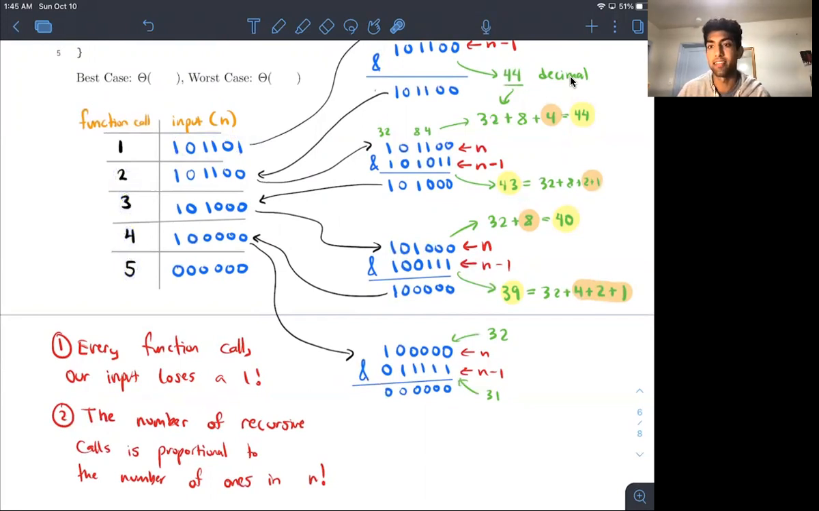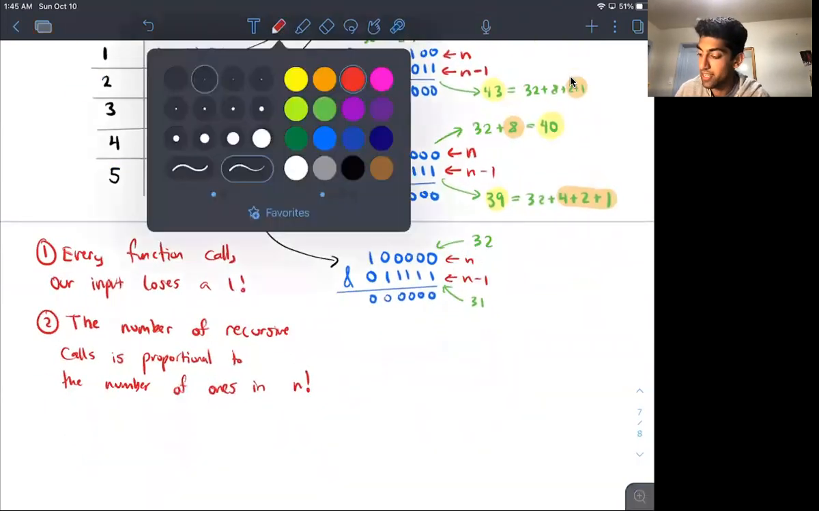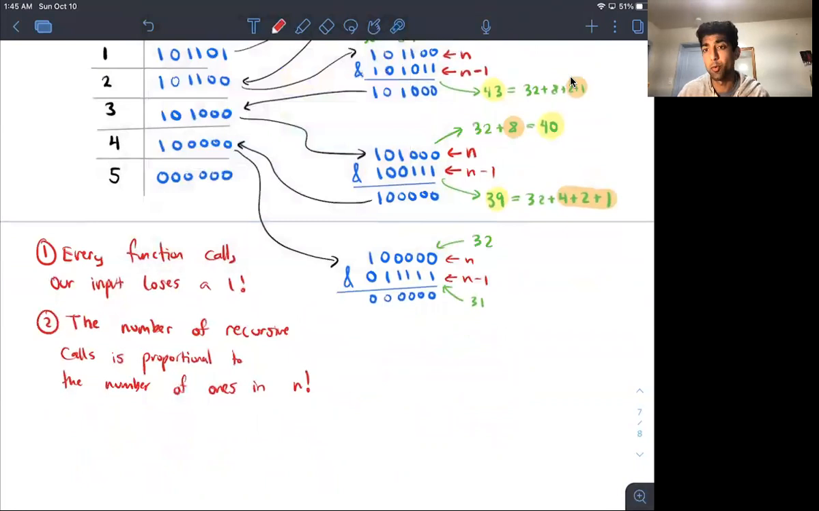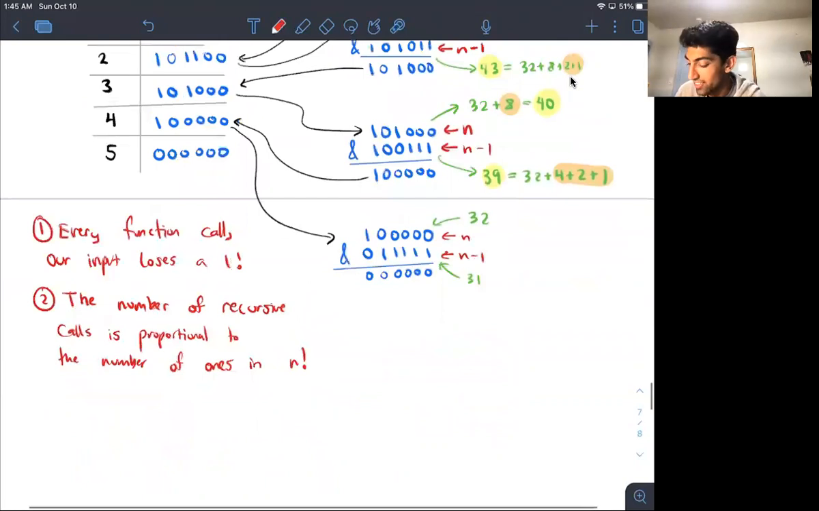So what we can kind of see is that this naturally lends itself to a best case and a worst case possibility. So at this point, pause the video. With all of this in mind, what is the best and worst case? So yeah, pause.